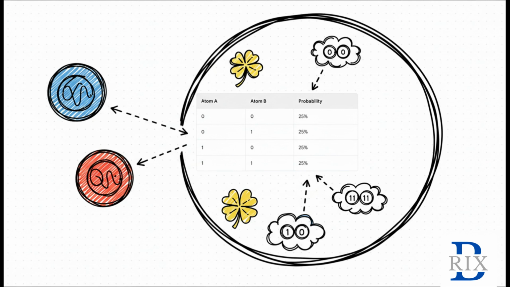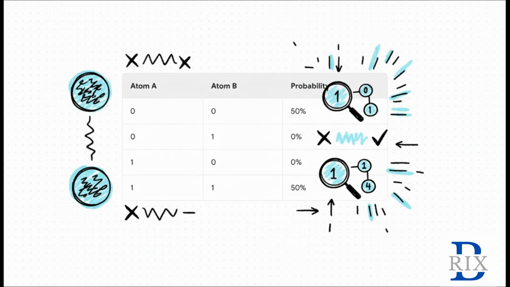Measuring the first one tells you absolutely nothing about what the second one's going to be. All four possible combinations, 0,0, 0,1, 1,0, and 1,1, have an equal 25% chance of happening. But with entanglement, the game completely changes. Look at this. The chances of getting a mixed state, like 0,1 or 1,0, just drop to 0. Impossible. Their fates are now linked.